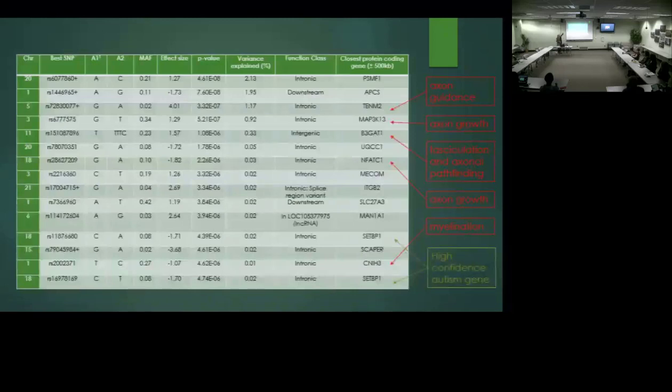This is sort of all the top hits, things that are suggestive or above. And what's interesting is, a theme emerges. Oh, that red is so dark. I do apologize. But you can see that multiple of these genes are involved in axonal pathfinding and fasciculation. One's involved in myelination as well, but most of them tap earlier developmental processes. And SETBP1 is also very interesting because it's a high confidence autism associated gene.